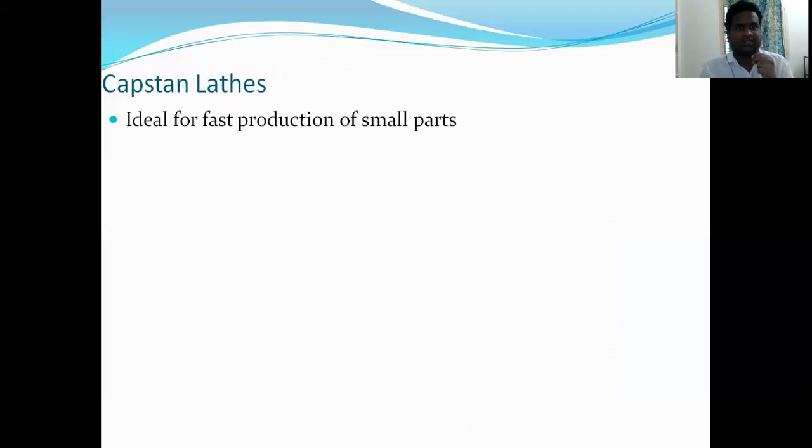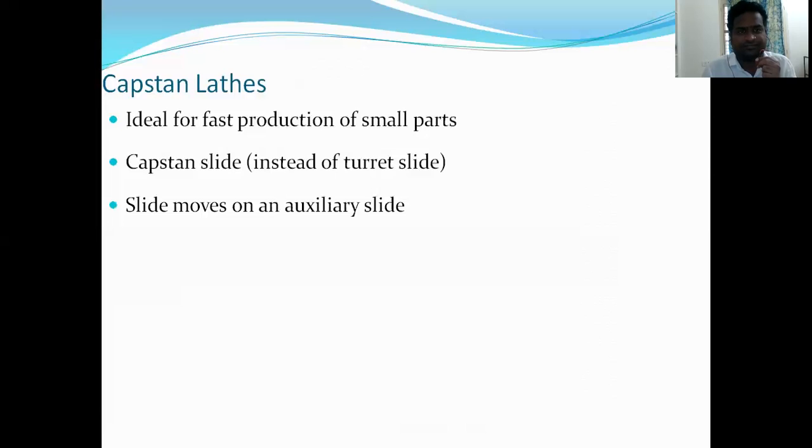Now capstan lathe. It is ideal for fast production of small parts, similar to the turret lathe, which is also for fast production of small parts. Here a capstan slide is there instead of a turret slide. The slide moves on an auxiliary slide. Auxiliary means another plane, a different plane. We have X, Y, Z planes.